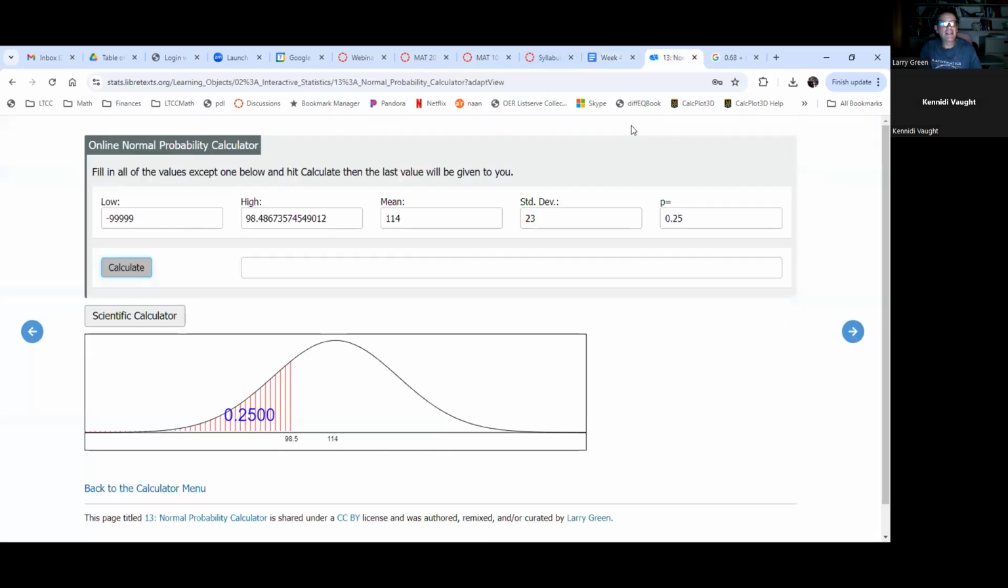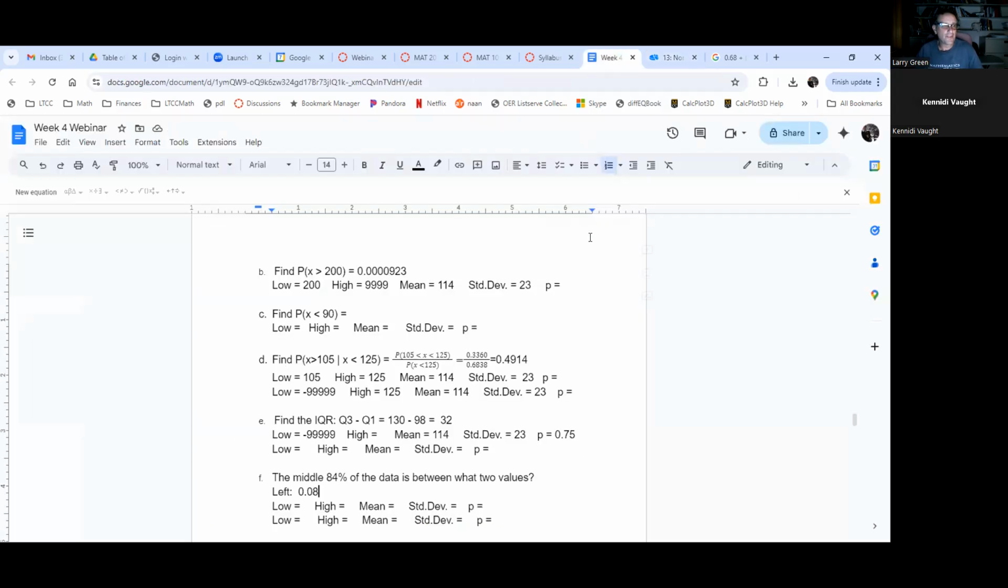So now we're ready to get this plugged in. Same mean and standard deviation. Now the probability will be 0.08. The low is going to be 99999 again, and the high is what we don't know. And we calculate. And there we have it: 8% is less than 81.7. So that's the first thing. So the answer is 81.7.